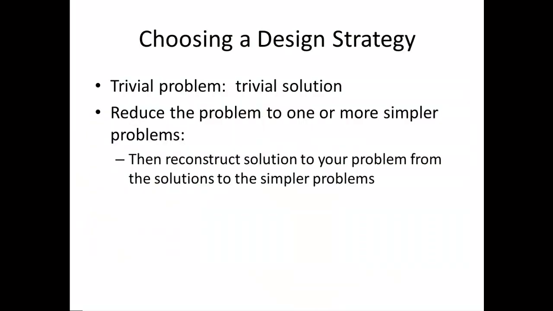Right. How do you choose a design strategy? There are basically only two design strategies. The first is trivial: you've got a trivial problem, you have a trivial solution, some straight line code, or functional combination. Or the other possibility is you are reducing the problem to one or more simpler problems, and then reconstructing the solution to your problem from the solutions to the simpler problems.